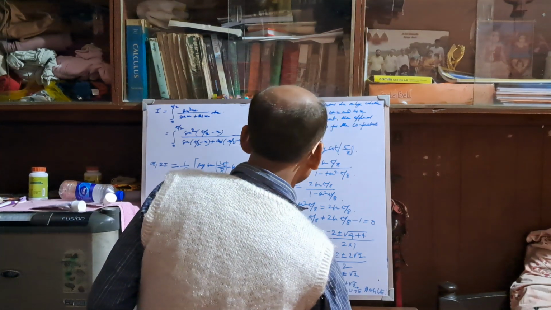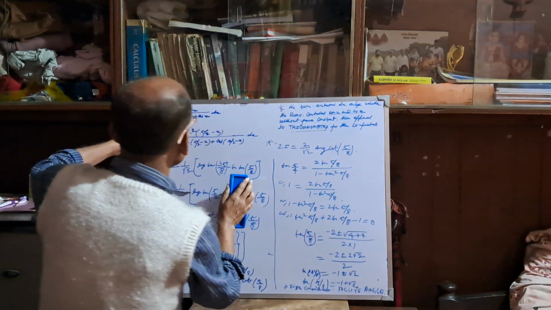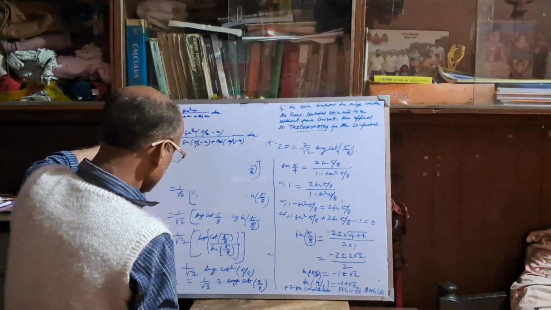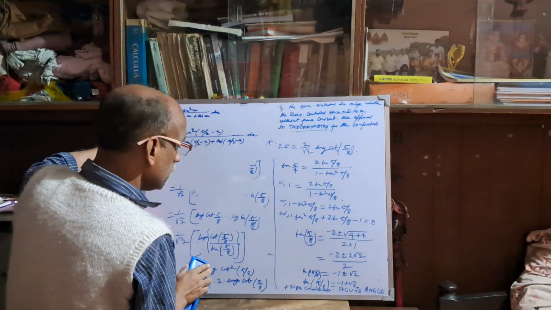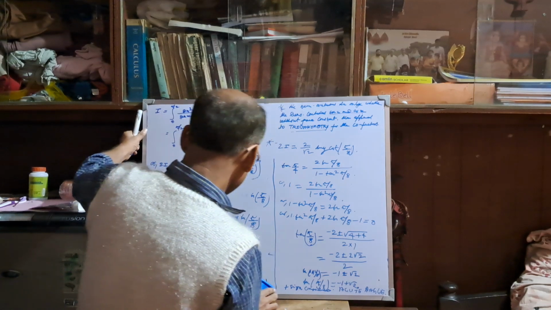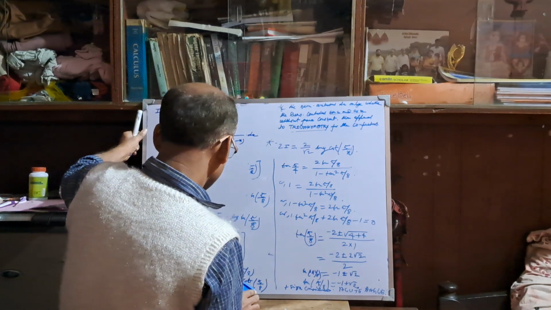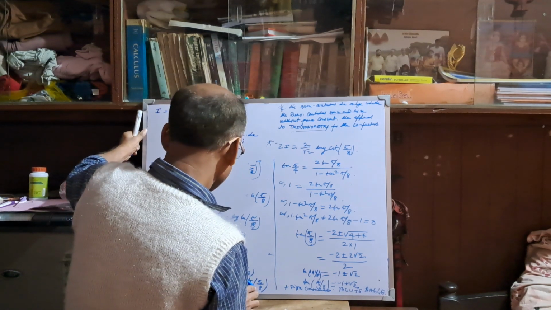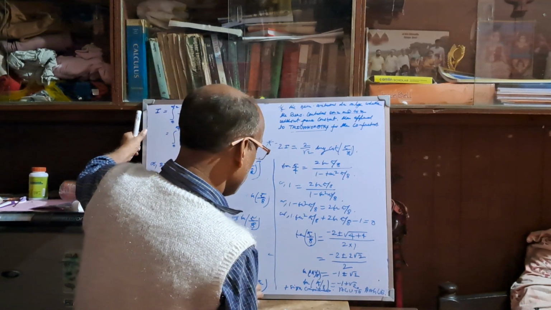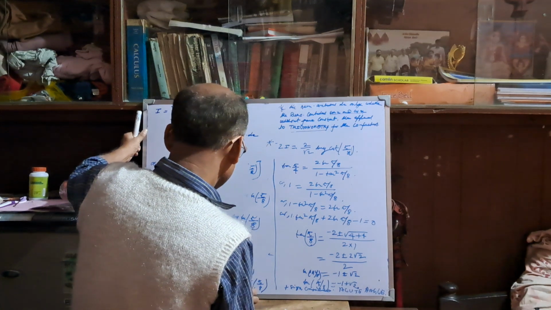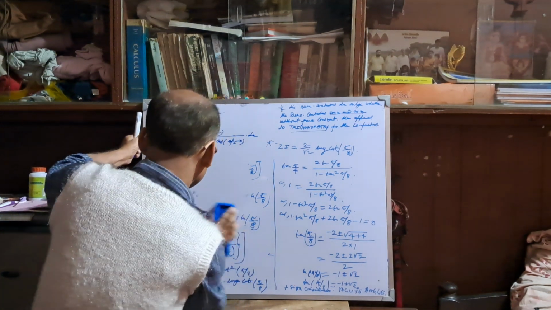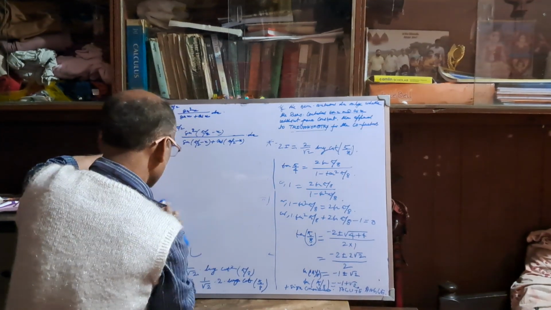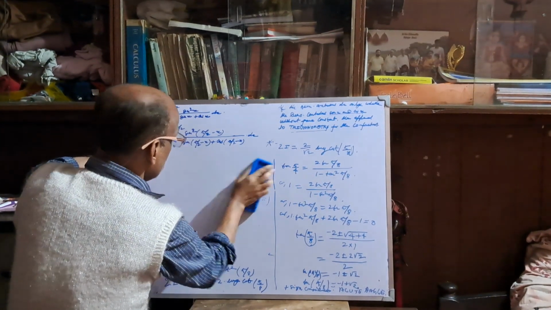So you just see what will be here. I am rubbing this part because it is not required. I got the final value here, cot(π/8), and I will put this value here. This part is not required; only the bottom part is required for the calculation.